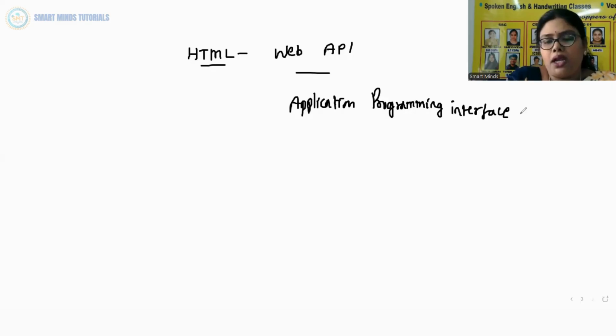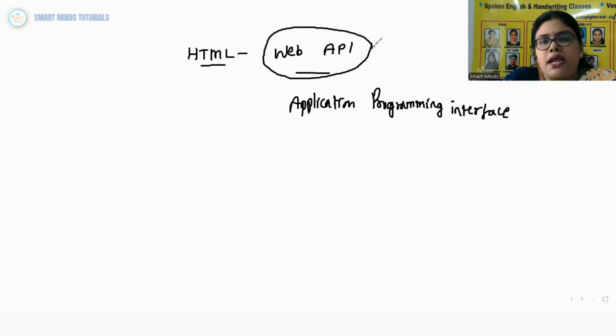A Web API is a developer's dream. Number one, it can extend the functionality of the browser. Number two, it can greatly simplify complex functions. Number three, it can provide easy syntax to complex code. So now let us understand what is Web API.